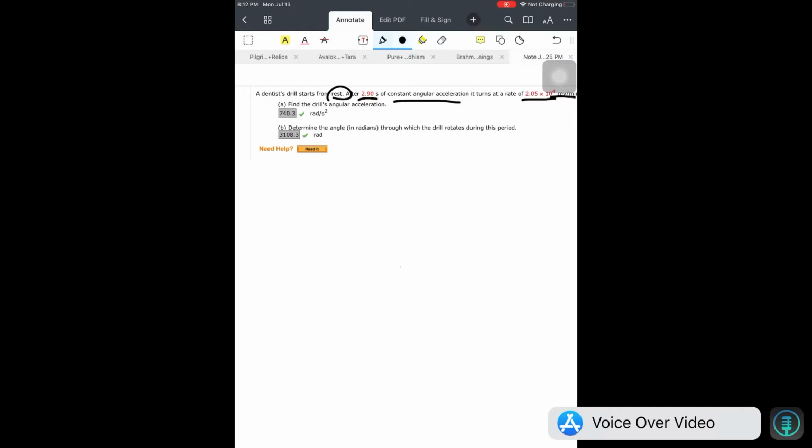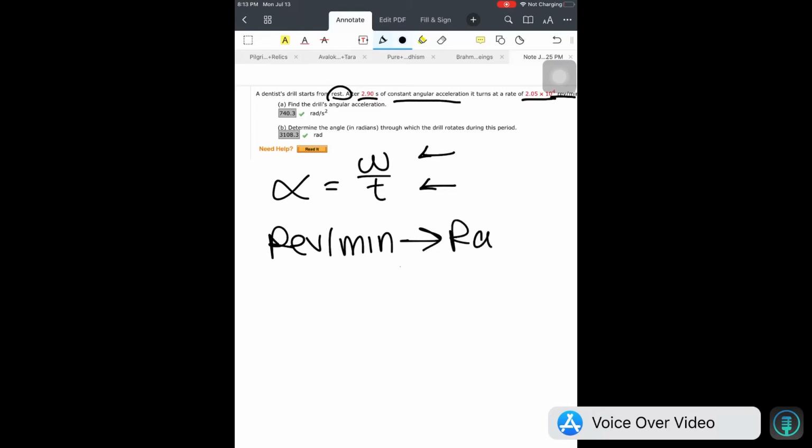So we know that the angular acceleration is equal to the angular velocity divided by the time. We have the angular velocity, but we have to convert rev per minute to radians per second. So right now I'm going to be writing that out, and now I'm going to show you how to do it.